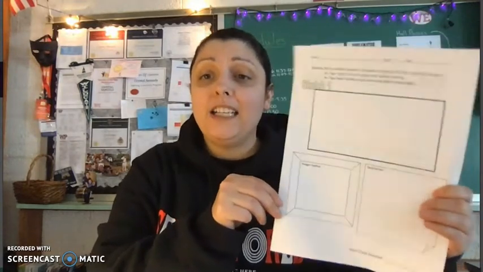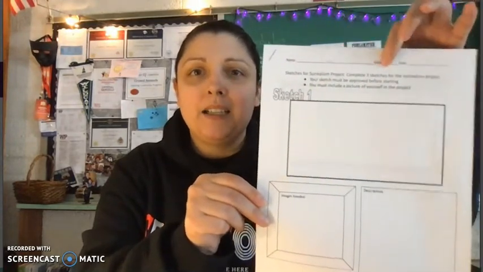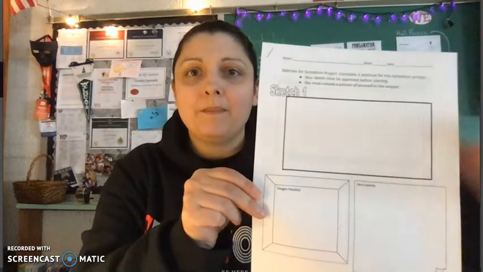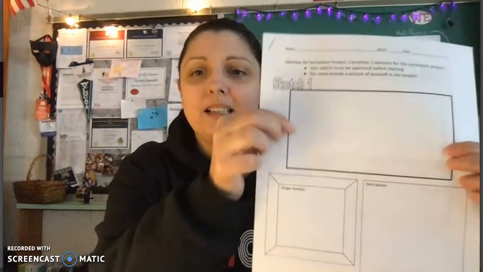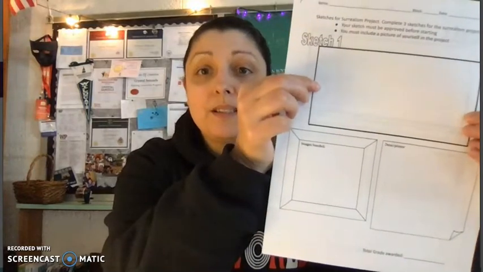So this is the packet that I gave you last class. Hopefully you still have this. If you need extra copies, they're on the windowsill. So you can go over to the windowsill and pick up those copies, or maybe you put them in the bin. When you get your copy, make sure that you write your name at the top, the block, and the date. And then in this first box right here, this is where you're going to put your surrealism sketch.